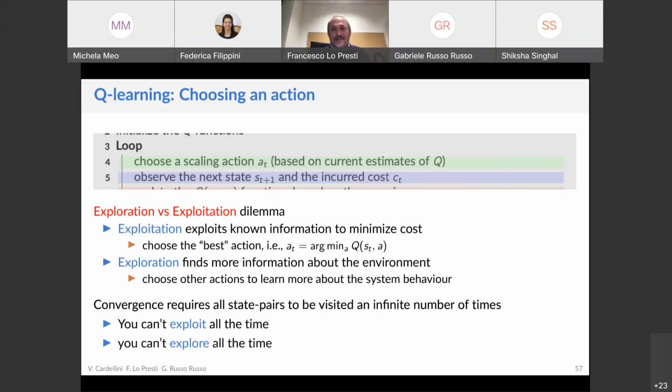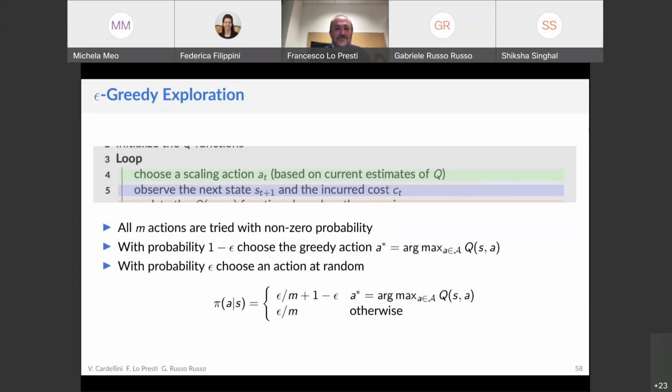And if you look at the theory, it tells you that if you want to converge to the optimum, which is our ultimate goal, you cannot exploit all the time, because eventually you will not learn enough. And you cannot explore all the time, otherwise you will not have the system running properly. So there are different ways to do this.